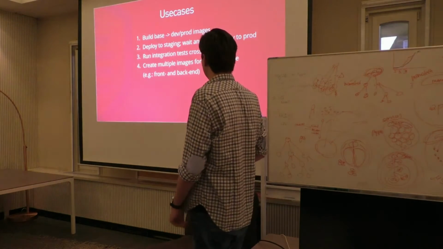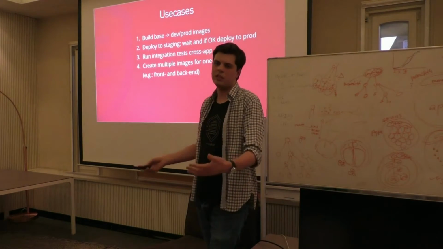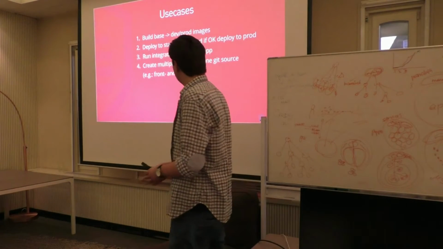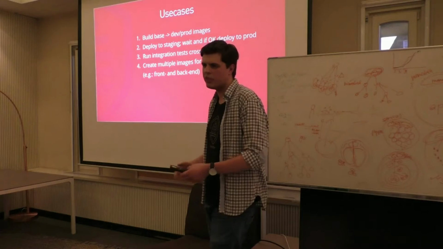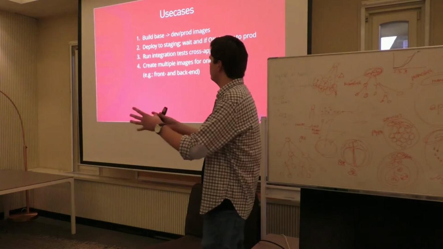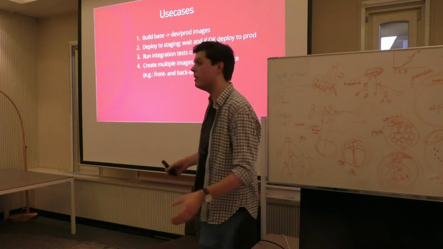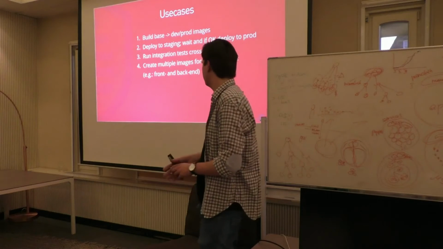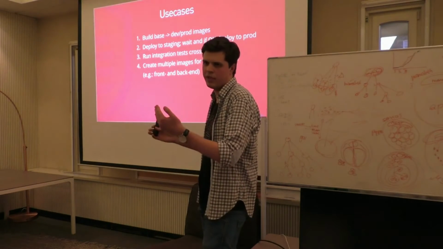The fourth one, create multiple images for one Git source. So consider the use case where you do have one code base that maybe consists of your front end and your API, for example. So you would want to run two pipelines or two workflows based on that one Git push that you did, right? So one would be building your front end, and the other one would be building your API or your back end or whatever code you have in that code base.